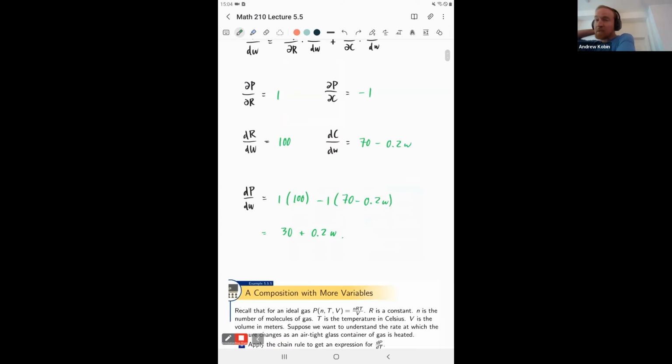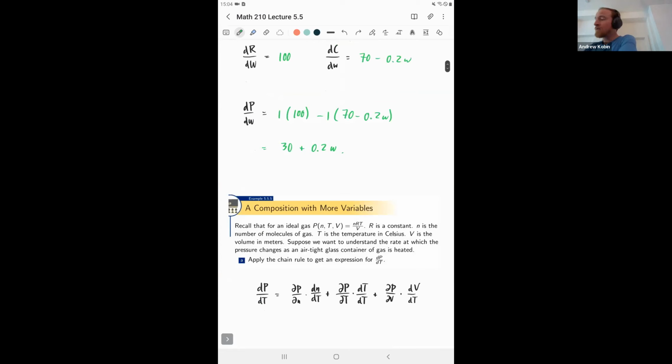So the first part is apply the chain rule to get an expression for that rate of change, dP/dt. And in this case, we see that it's written explicitly for us in the statement of the problem. P is a function of n, T, and V. And notice that R is an extra symbol there, but R is a constant. We're immediately told that R is not a variable, so we don't have to worry about rates of change of R. However, P is a multivariable function that has 3 input variables, n, T, and V.